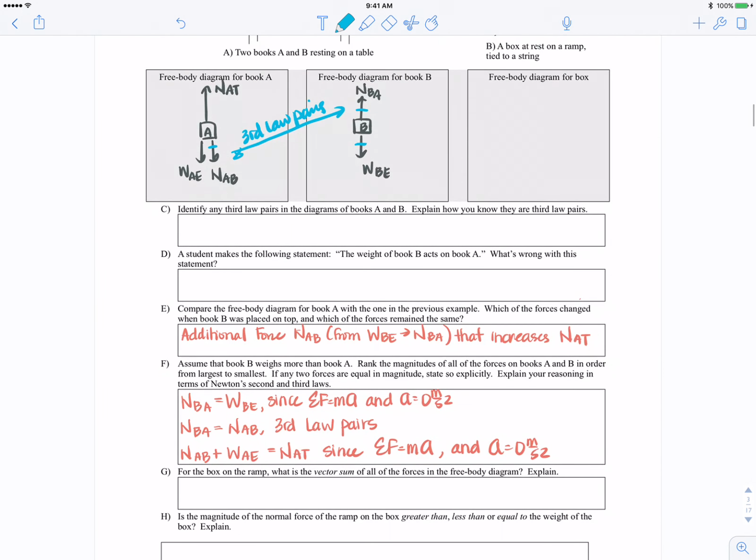Then we move down here to part F, and we said, well, these are the things we know from Newton's second and third laws. And so when it asks us to rank the magnitudes of the forces, we know that NAT was the largest, NAB was equal to NBA, was equal to WBE, and all of that is larger than the weight force on A by the earth because the book B had more mass.